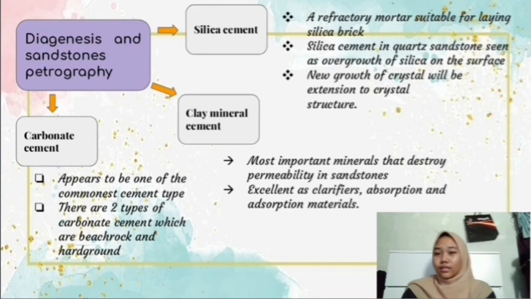The silica cement in quartz sandstone is usually seen as overgrowth of silica on the surface of some of the quartz grains. For example, as the silica precipitates out of the pore fluids, it nucleates on the surface of a quartz grain and results in growth of the quartz crystal.